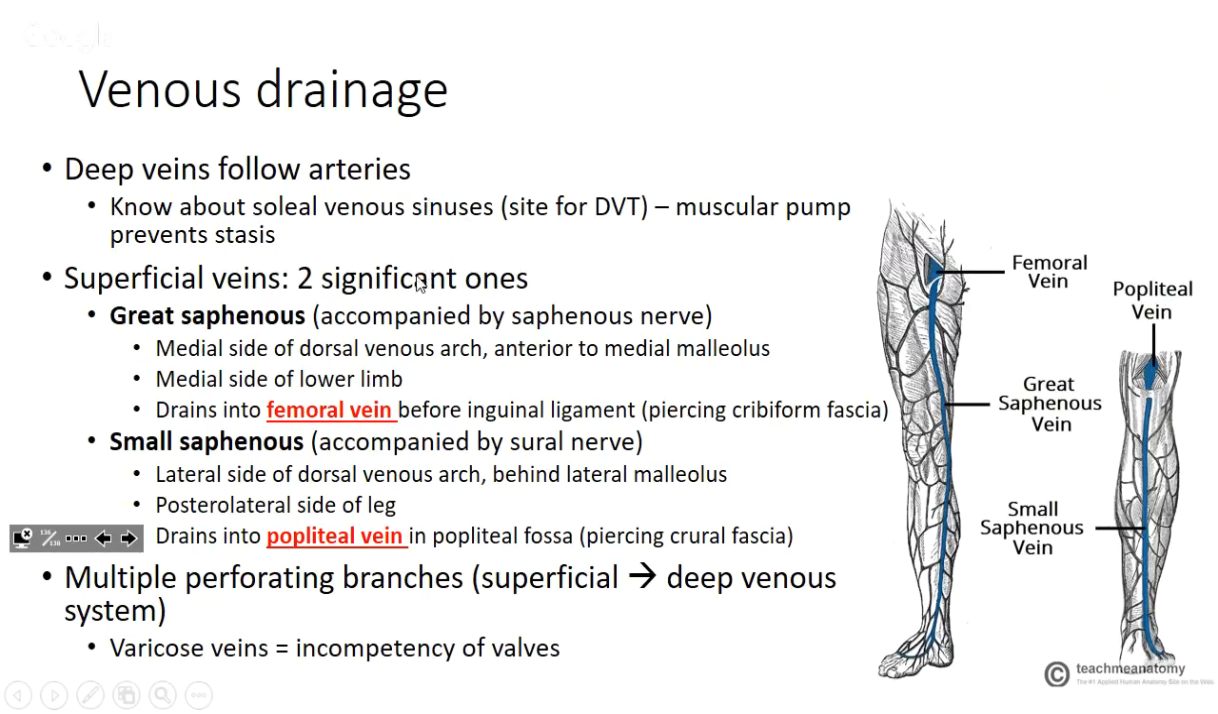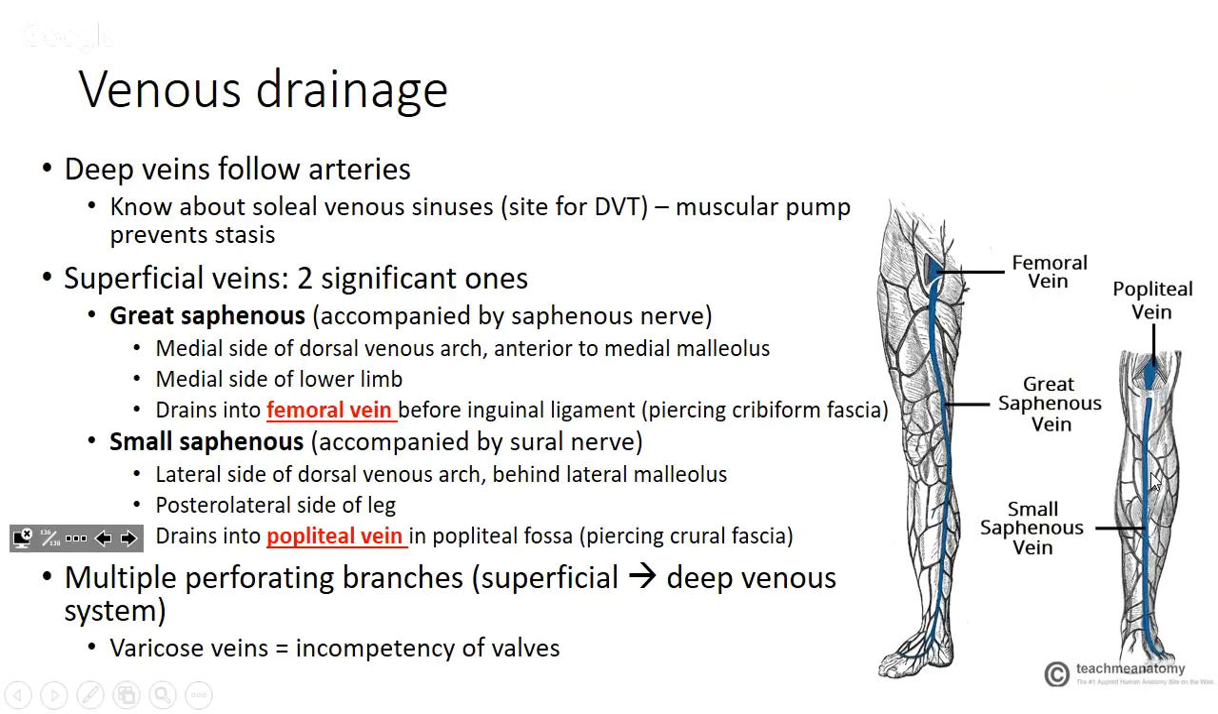Venous drainage-wise, how you remember it: the deep veins follow the arteries, so you don't really need to re-memorize it again. For superficial veins, you've got just the two key ones, the great saphenous and the small saphenous. The great saphenous goes anterior to the medial malleolus, goes all the way up on the medial side of the leg, and then drains into the femoral vein just before it goes into the inguinal ligament. As for the small saphenous vein, it goes on the lateral side behind the lateral malleolus.